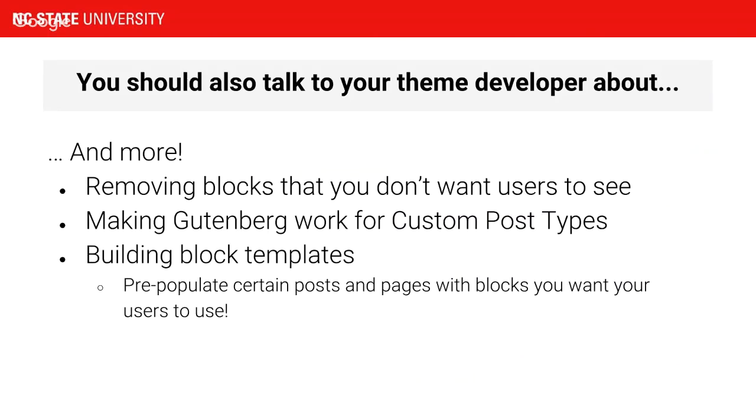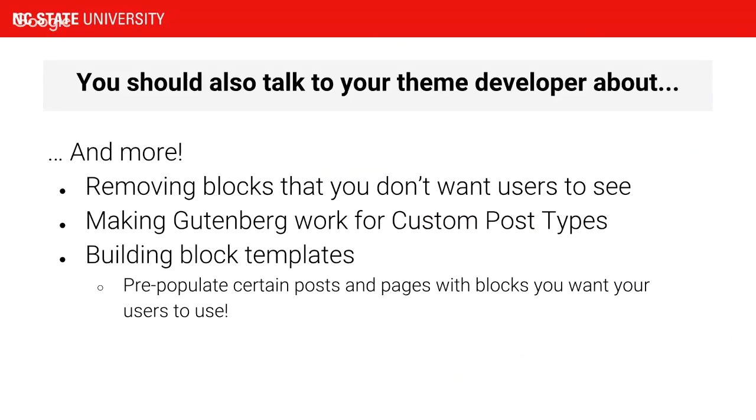And also talk to your theme developer about removing blocks that you don't want users to see. For instance, there's a verse block for poetry. That's probably just going to confuse people. Like there's the video block. If you know you're not going to be uploading videos just to your WordPress site and you're going to be using YouTube stuff, you can disable that block at the theme level. There's other blocks, like if you're not going to use, I don't know, Spotify embeds, you can disable those blocks so that users don't see stuff that's going to confuse them, and you just have fewer things to sort through if you're looking through all your blocks.